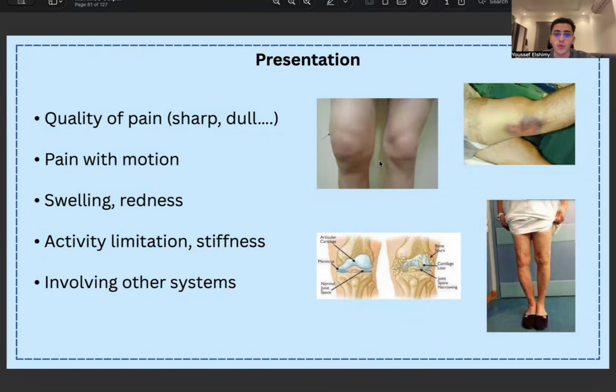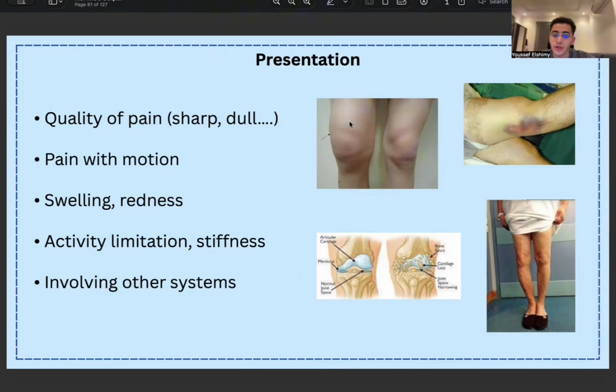Okay, so we have to assess and look at the presentation. How would the patients present? We look at the quality of the pain, whether it's sharp or dull, whether the pain arises with motion or not, whether there are any signs of swelling or numbness, activity limitation, or morning stiffness, for example, that doesn't allow full movement of the joint, and whether there are also other conditions involving other systems. This might hint towards rheumatoid arthritis, for example, since it's a systemic disease.